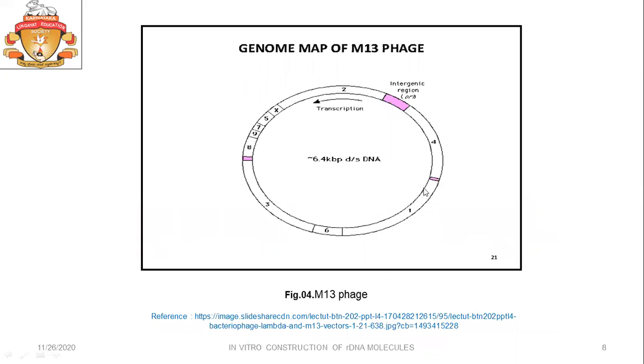Now coming to M13 phage. The M13 phage also infects E. coli cells. It has approximately 6,400 bases in it. To be precise, it has 6,407 bases, and it infects only F plus cells of the bacteria, and it doesn't infect the F minus cells. This particular phage is also double stranded, and it is also circular DNA.